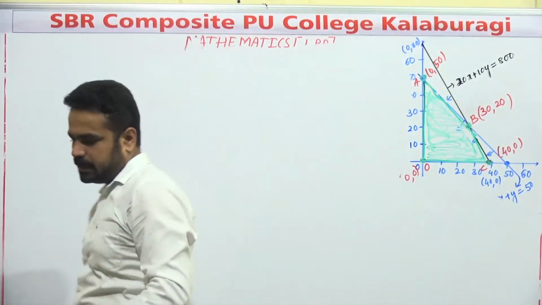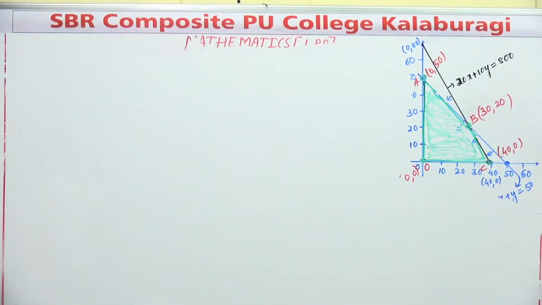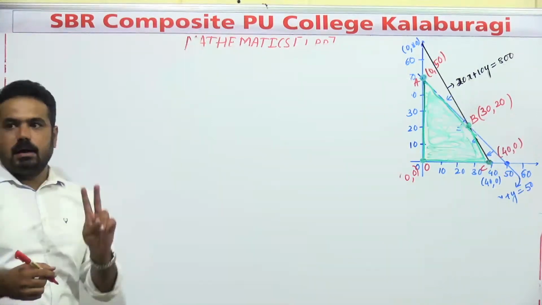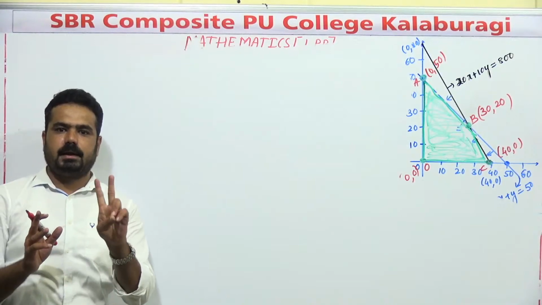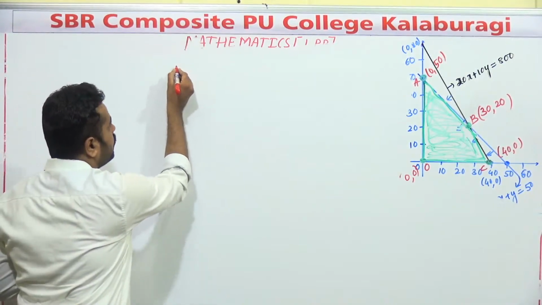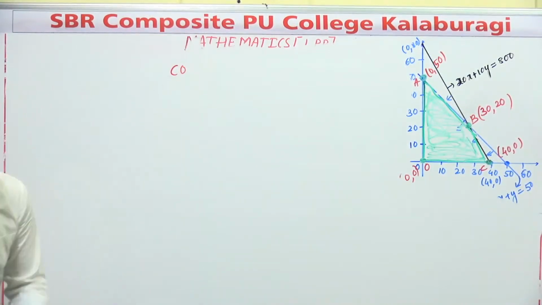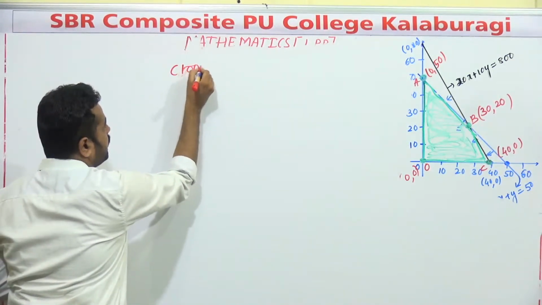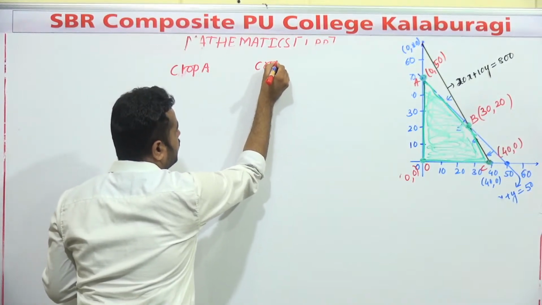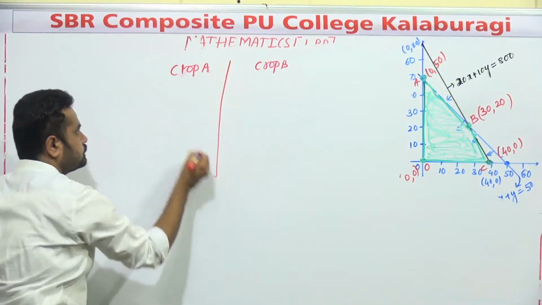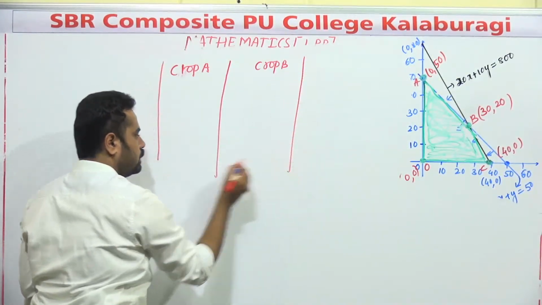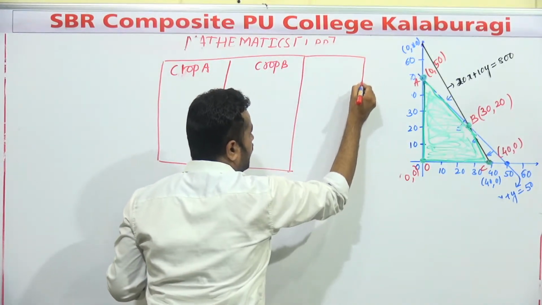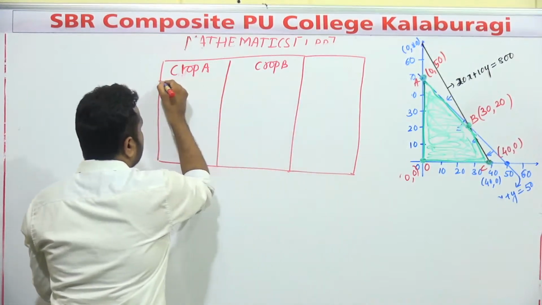Now I will convert the same example. Here in this example, crop A and crop B are the two main ingredients. Okay, two things. You have to make two columns for that, for crop A and crop B. After that, in the last column you write the availability.